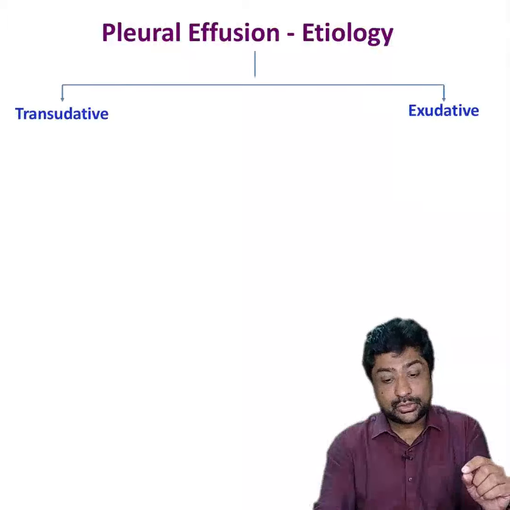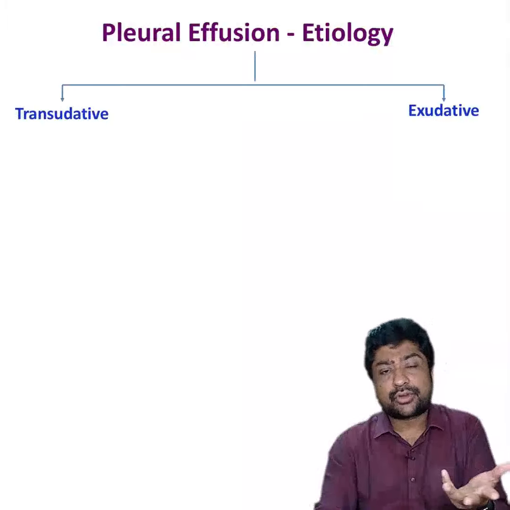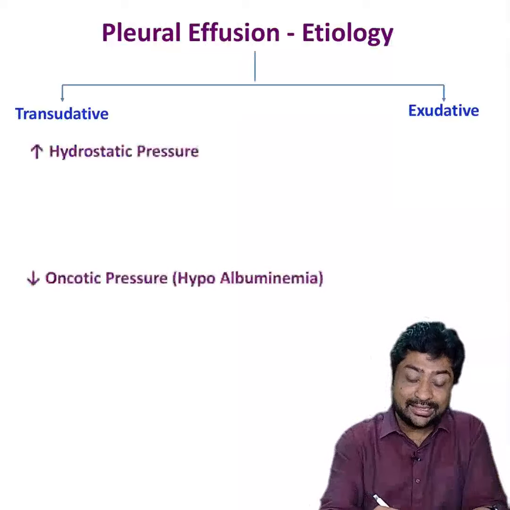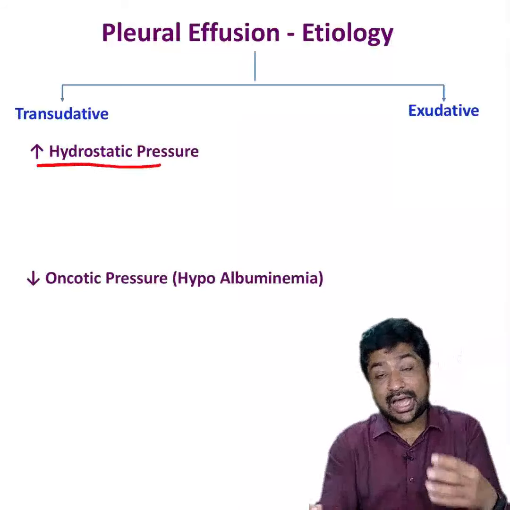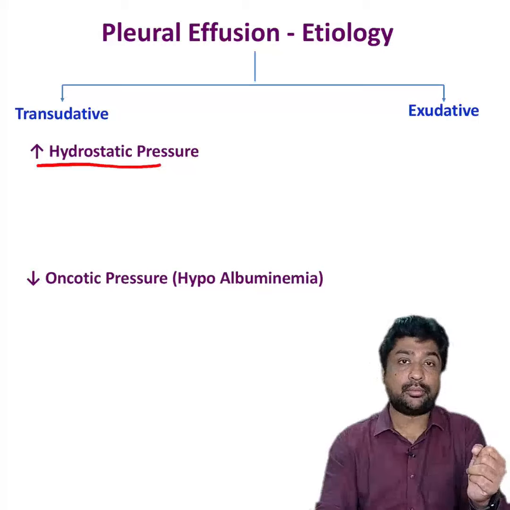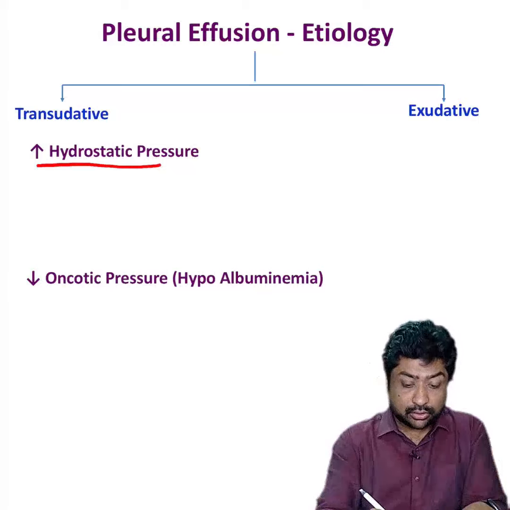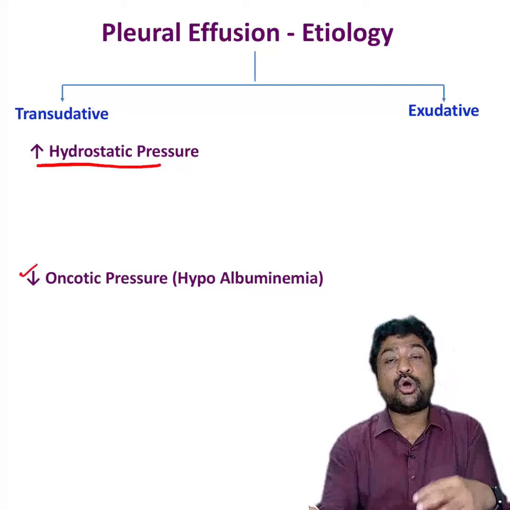Effusion can be transudative or exudative. What are the causes of transudative pleural effusion? So it can be either when there is an increase in the hydrostatic pressure of the vascular component, and other causes can be when there is a decrease in the oncotic pressure.